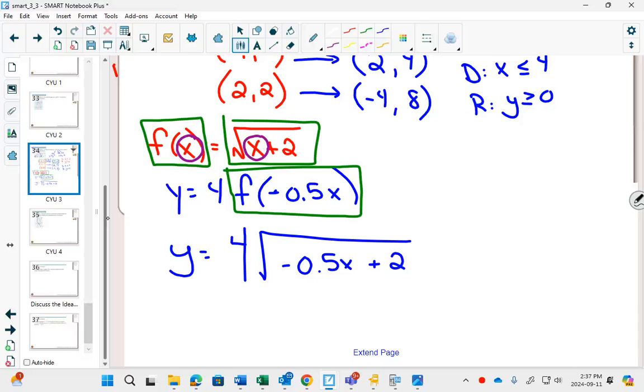Questions you can do for practice on this one are 7, 9, and 10.